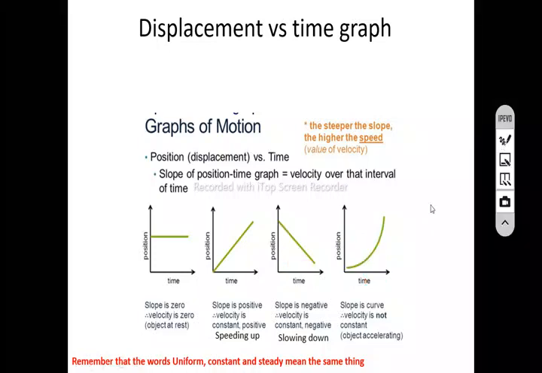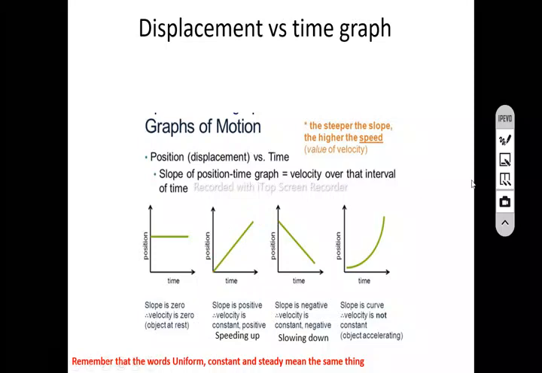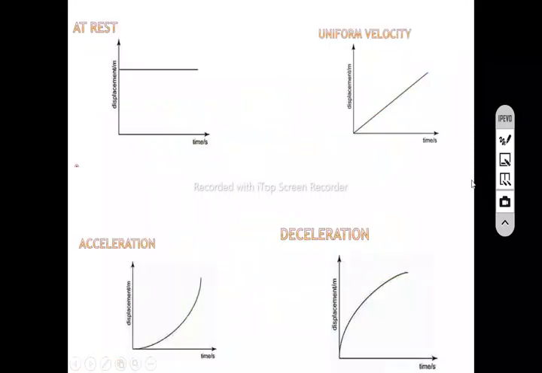Now the next thing. The steeper the slope, the higher the speed. The steeper the slope, the higher the speed. So if we had a slope like this, steep, it has to be appreciated that object A has to be traveling faster than object B. Am I clear? Because its slope is steeper. Am I clear on that? All right, good.